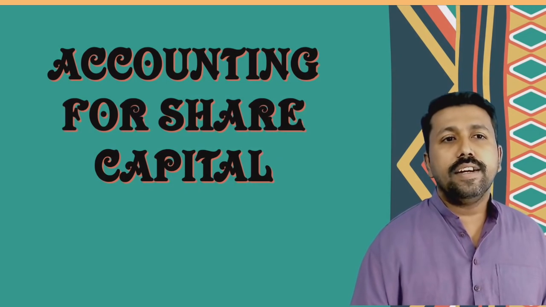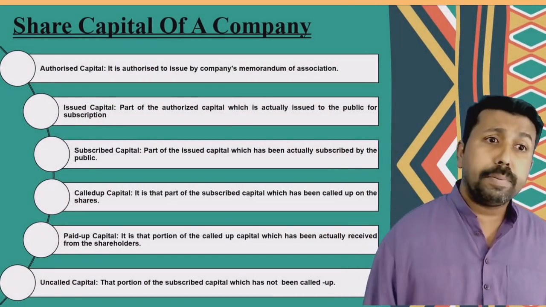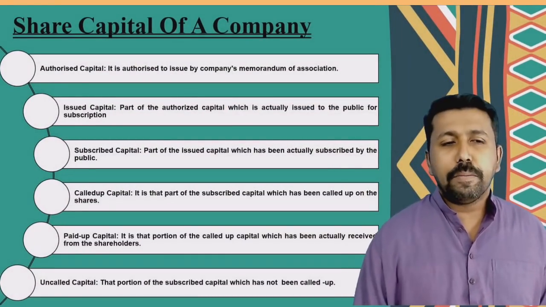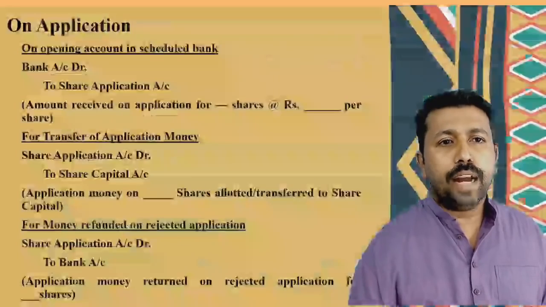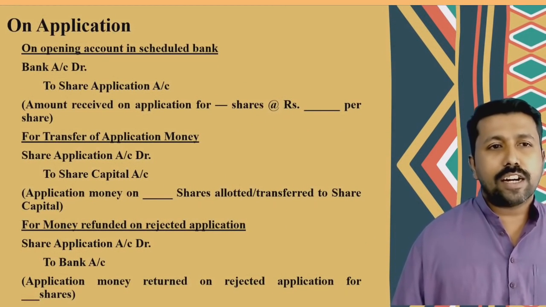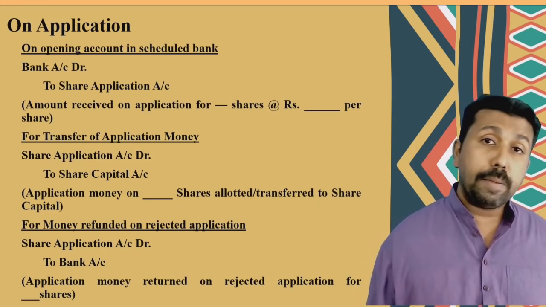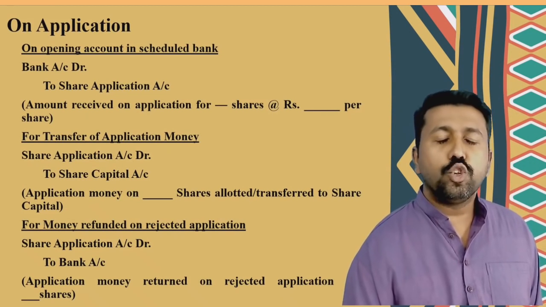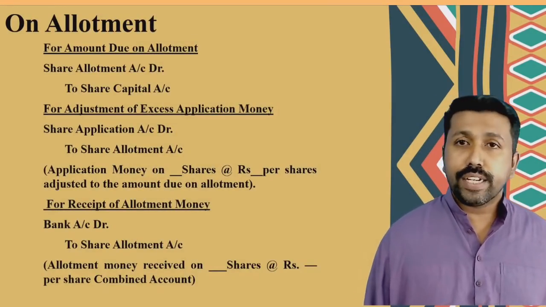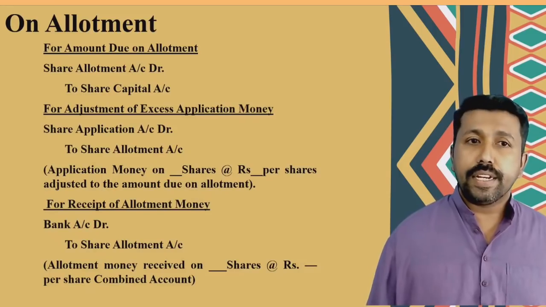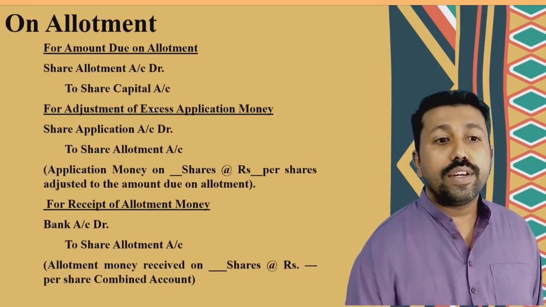And a very important area, accounting for share capital. You know very well the different concepts of authorized capital, issued capital, subscribed capital, called up capital and paid up capital, and also uncalled capital. You know very well the concepts, and we have to remember the journal entries. On application, bank account to share application. Then if it is transferred to share capital, share application to share capital. Any amount refunded, share application to bank. And regarding the allotment, the basic entries are share allotment to share capital, due entry, then share application to share allotment, excess application money adjusted in allotment, and bank account to share allotment when we receive the amount.